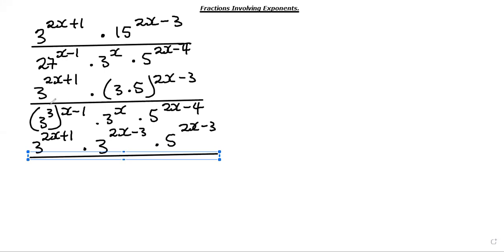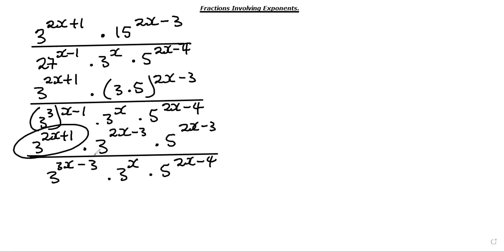So here you distribute your 3. So you're just going to have 3 to the 3x minus 3. Then you say times 3 to the x. And then you say times 5 to the 2x minus 4. Then you focus on the numerator. You apply the first law of exponents to these two.